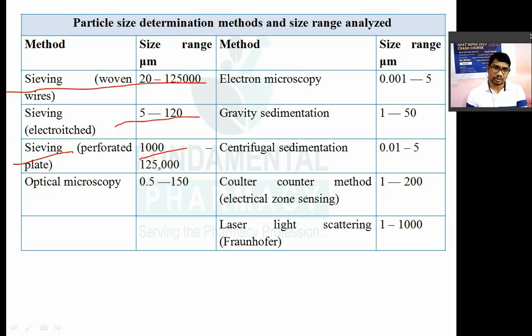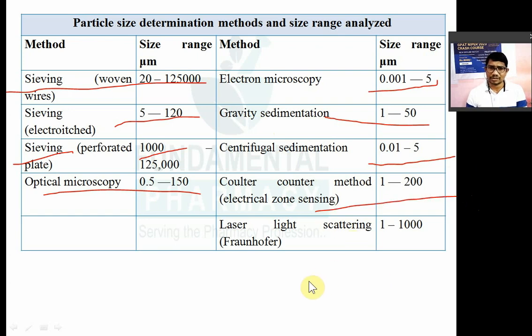Optical microscopy 0.5 to 150 micrometer. Electron microscopy, you can measure particle size in the range of 0.001 to 5 micrometer. Sedimentation method 1 to 50 micrometer. Centrifugal sedimentation 0.01 to 5. Coulter counter method 1 to 200 micrometer. Laser light scattering 1 to 1000 micrometer.